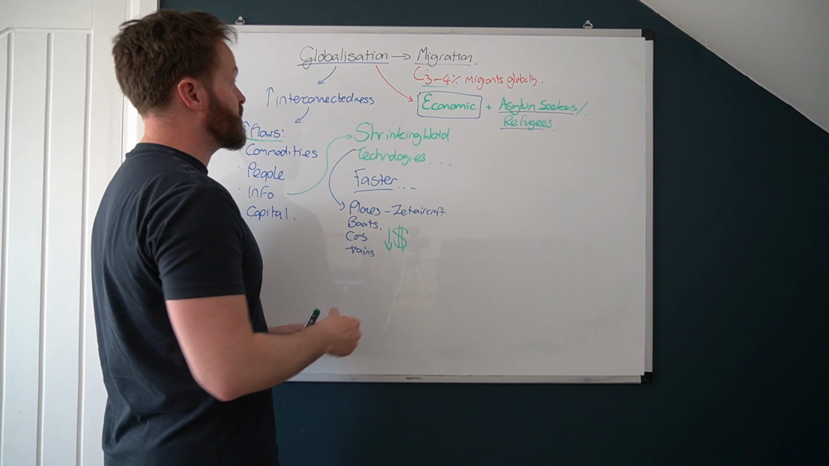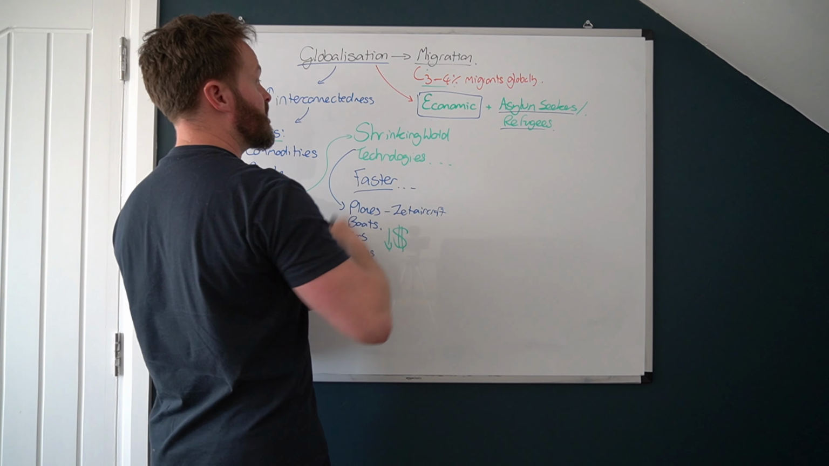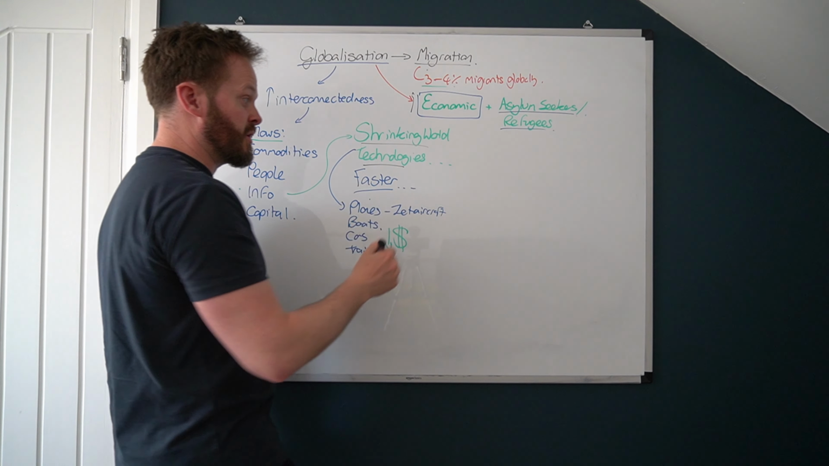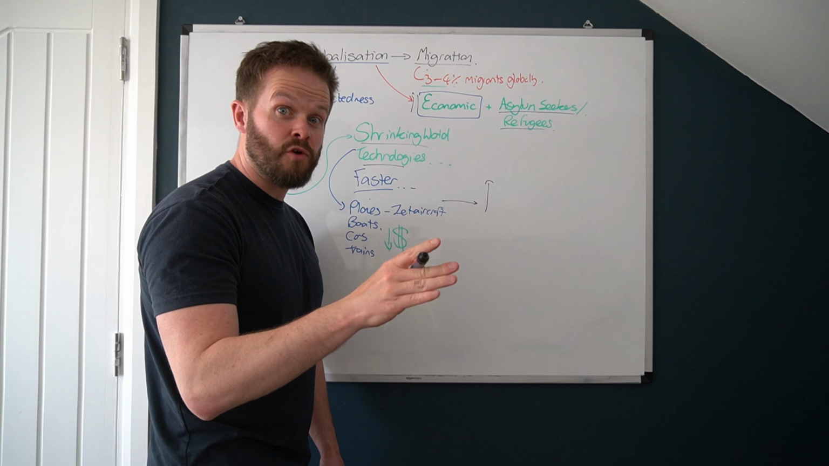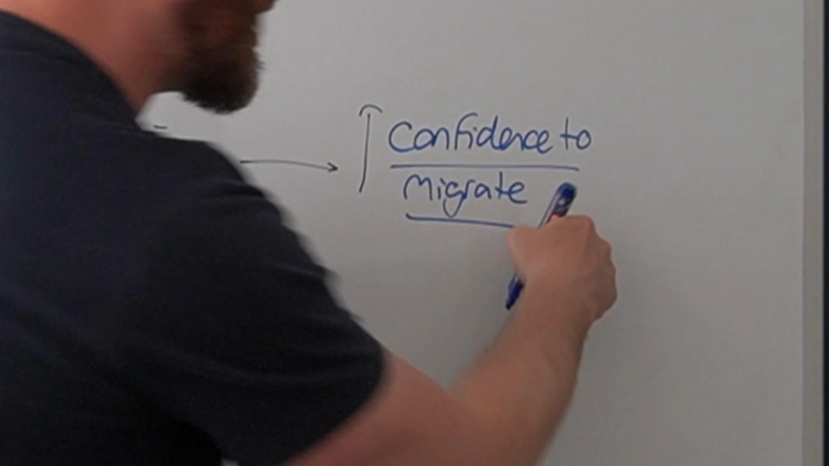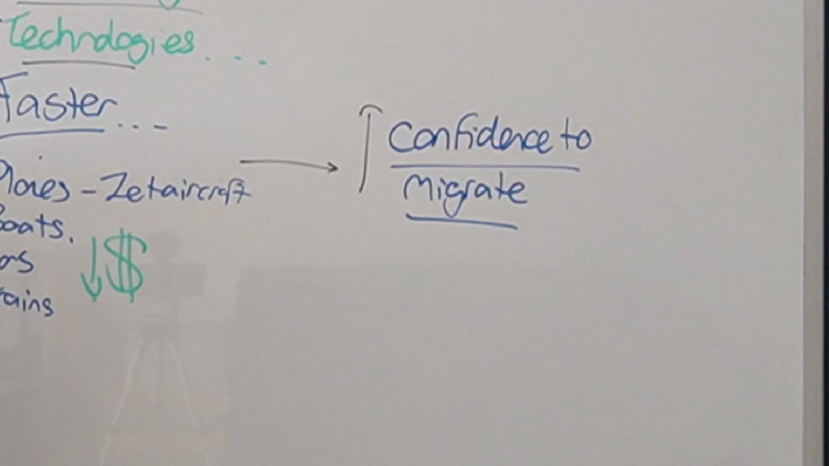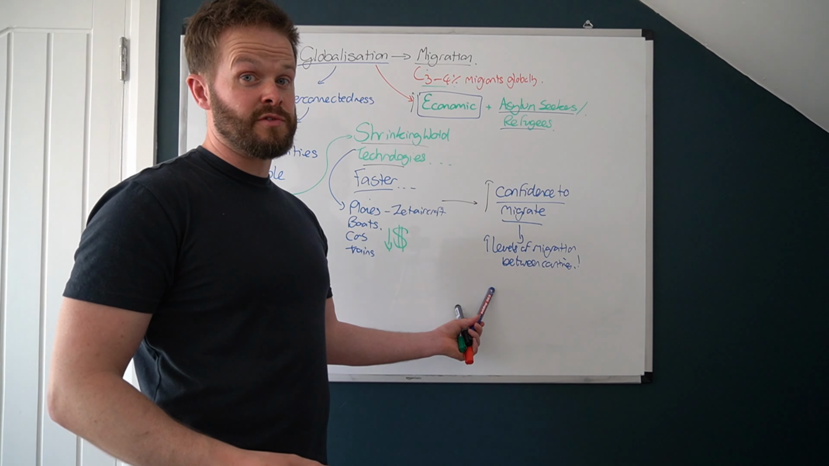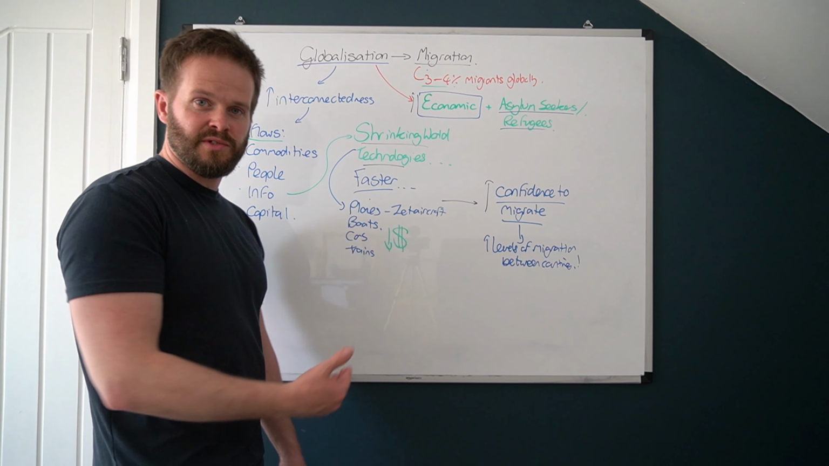So one of the reasons we can link globalization to increasing economic migration is the fact that we've got these shrinking world technologies. Now these shrinking world technologies will then, and this is an absolutely crucial key phrase in the migration topic, increase confidence to migrate, and therefore increase levels of migration between countries. So that's a nice easy one to start with.